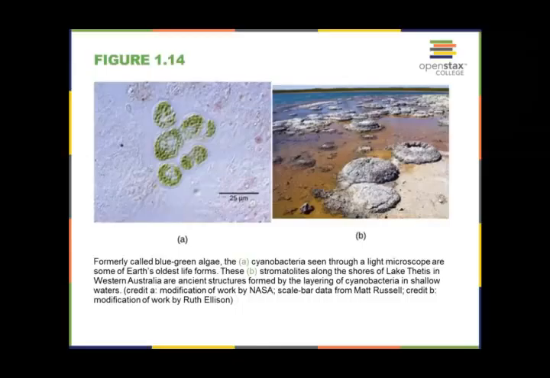So here we're looking at, in picture A, some cyanobacteria underneath the light microscope. And then in picture B, you've got some stromatolites along the shores of Lake Thetis in Western Australia that are created by cyanobacteria. And these are examples of microorganisms at work.